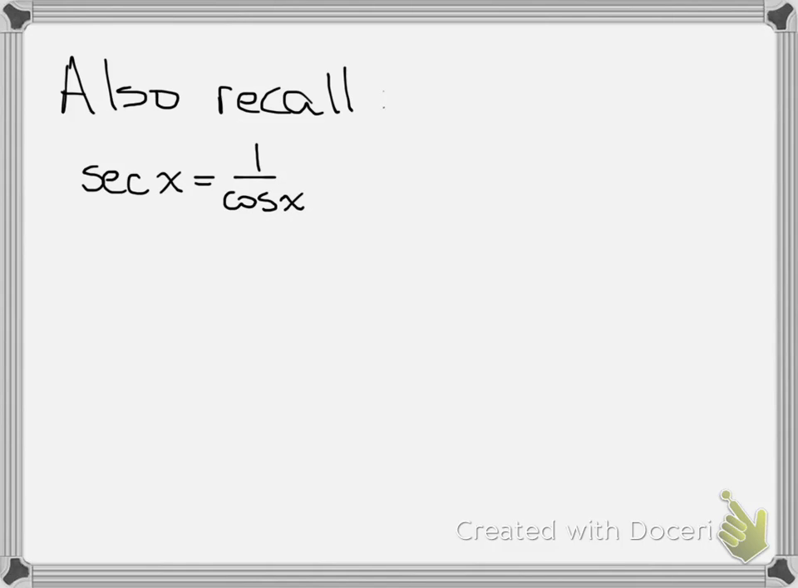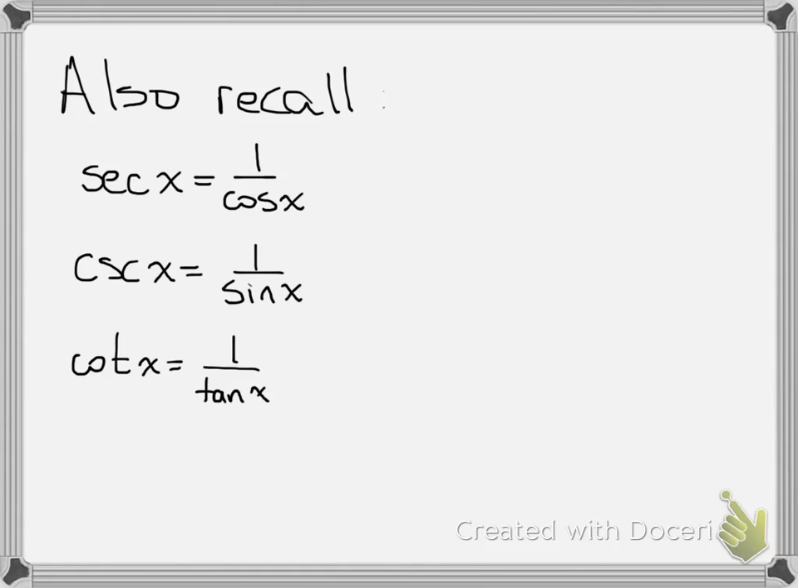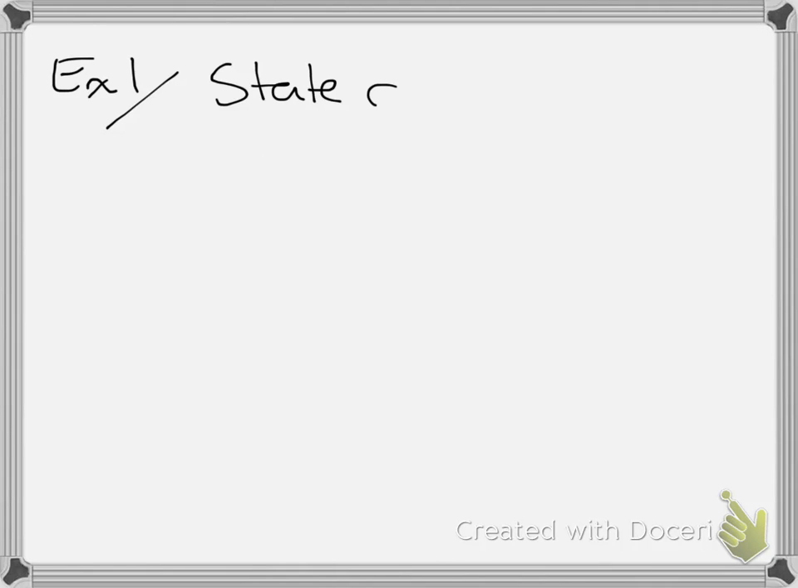All right. Last thing I want you to remember is that we also have some other ratios. Secant x is 1 over cos. Cosecant x is 1 over sine, and cotangent is 1 over tan. Okay? So let's do an example.